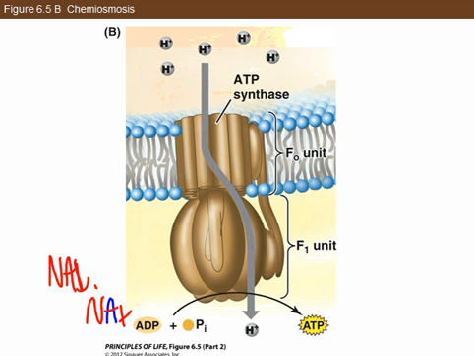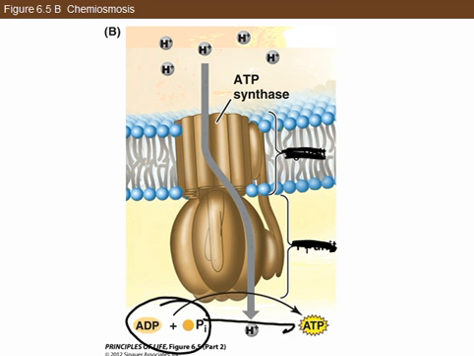So here we are. Don't worry too much about the F naught unit and the F1 unit. Just know that as these protons are being pumped across, it's going to allow the conformational change of the enzyme, and it's going to push these two together and form the ATP. A vast majority of the ATP that is being synthesized in our bodies and in our cells uses chemiosmosis.